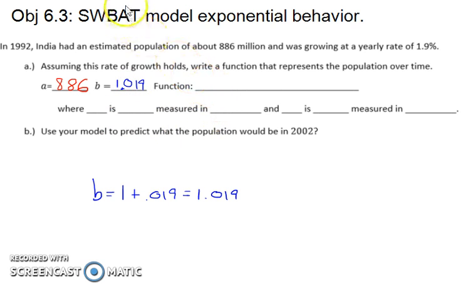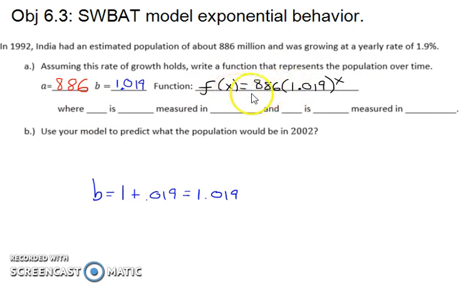And then finally, we can just write our function here because we know our function is a times b to the x. Now, you can write f of x every time, or you can change it to t. It doesn't matter because in the next line, you're going to have to define that. So just for simplicity, I'm going to write f of x. But if you wanted to write p of t for people and time, that's fine too. So f of x is equal to 886 times 1.019 to the x.